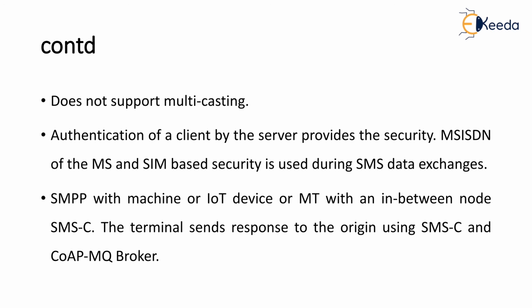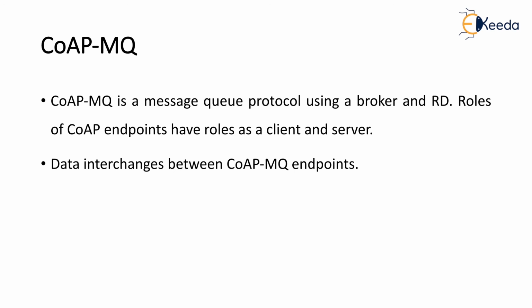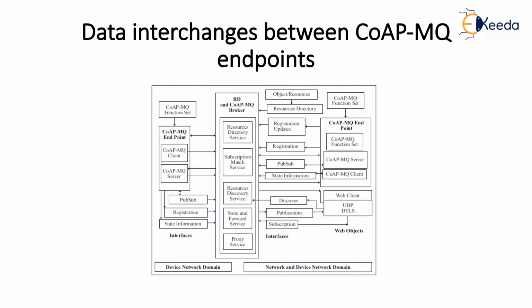Next we are going to see CoAP MQ. MQ is a message queuing protocol using a broker and resource directory. CoAP endpoints have roles as a client and a server. The data interchange between the CoAP MQ endpoints, CoAP clients and CoAP MQ servers happens through CoAP MQ brokers and their services. It is defined in this block diagram. Here the interfaces have the CoAP MQ function set, the CoAP MQ endpoint, the MQ server and MQ client. Here are the resource directory services, that is RD, and the CoAP MQ broker.